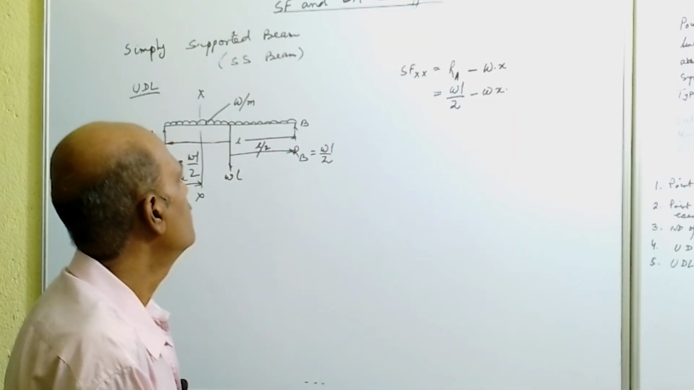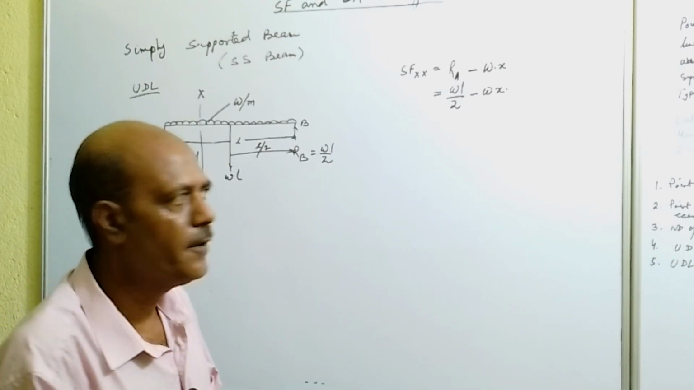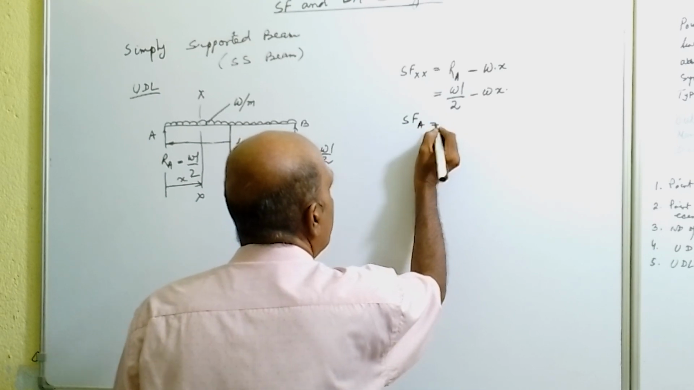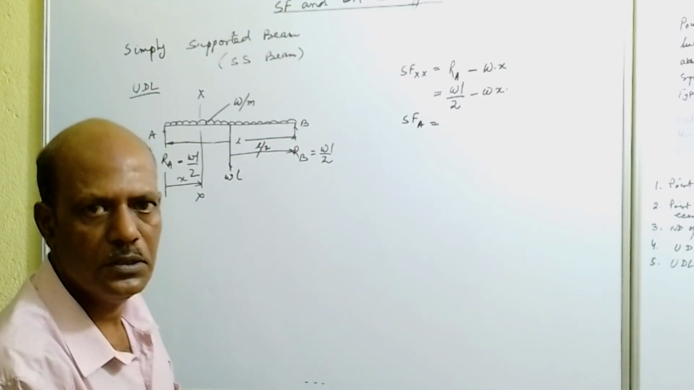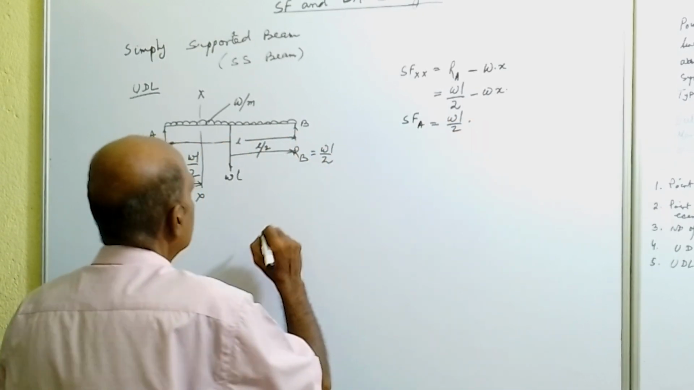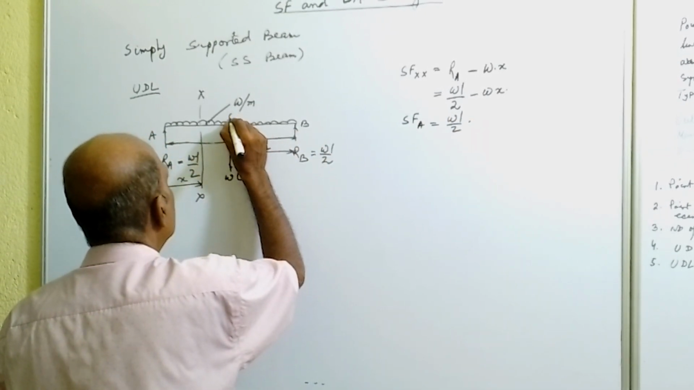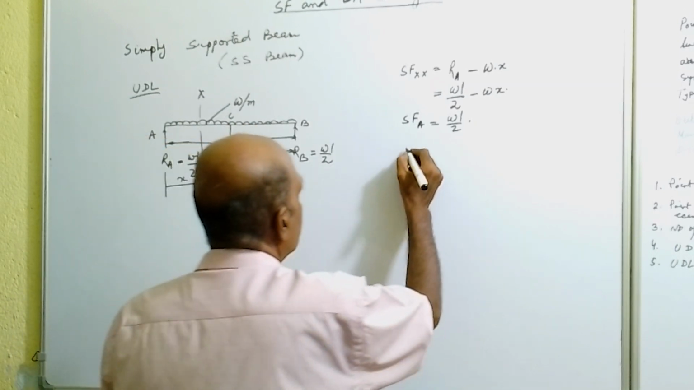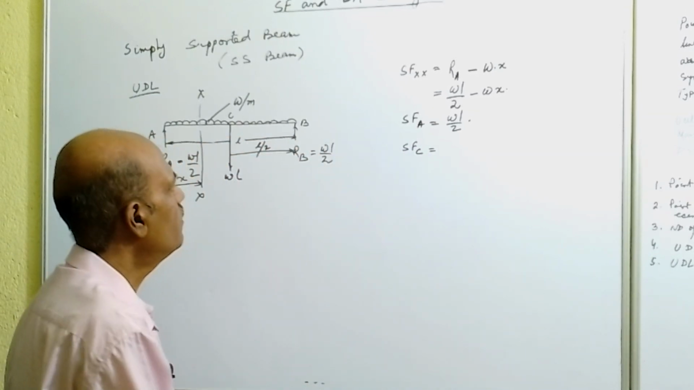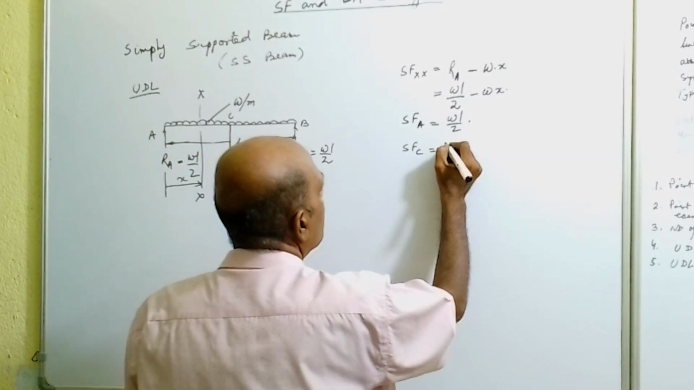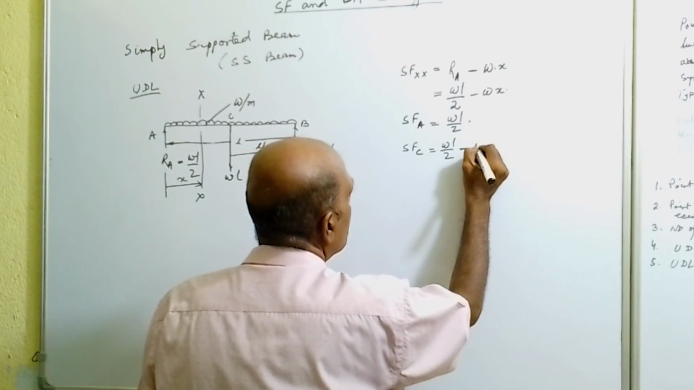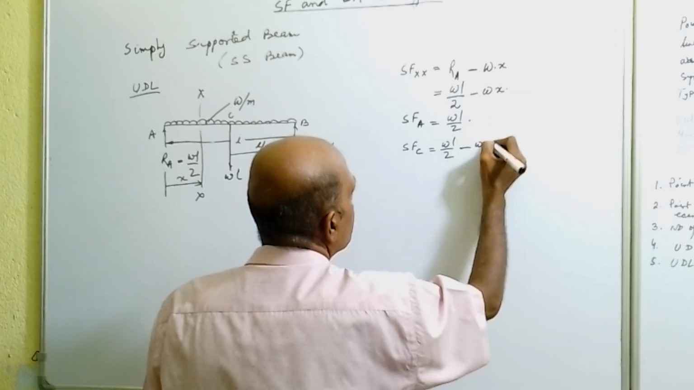Now slide the section to point A, so we will get shear force at point A. At point A, X value will be 0, so we will get WL by 2. Slide the section to the center of the beam, shear force at point C. It will be WL by 2 minus W into X, where X is equal to L by 2.